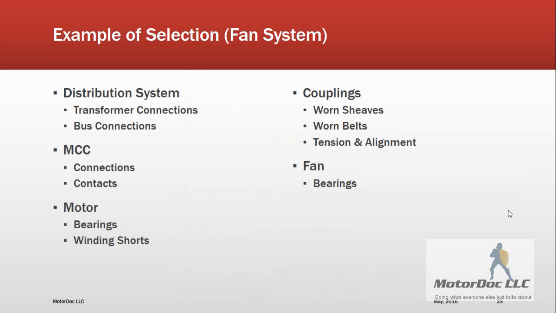Through a review of a particular fan system, the following issues were determined to have occurred historically. In the distribution system, loose transformer and bus connections. In the motor control center, loose connections and poor contacts. The motor has had bearing problems and winding shorts. The coupling system has had worn sheaves and belts as well as tensioning and alignment issues. The fan has had bearing problems. This may be an individual fan system or a set of fan systems.